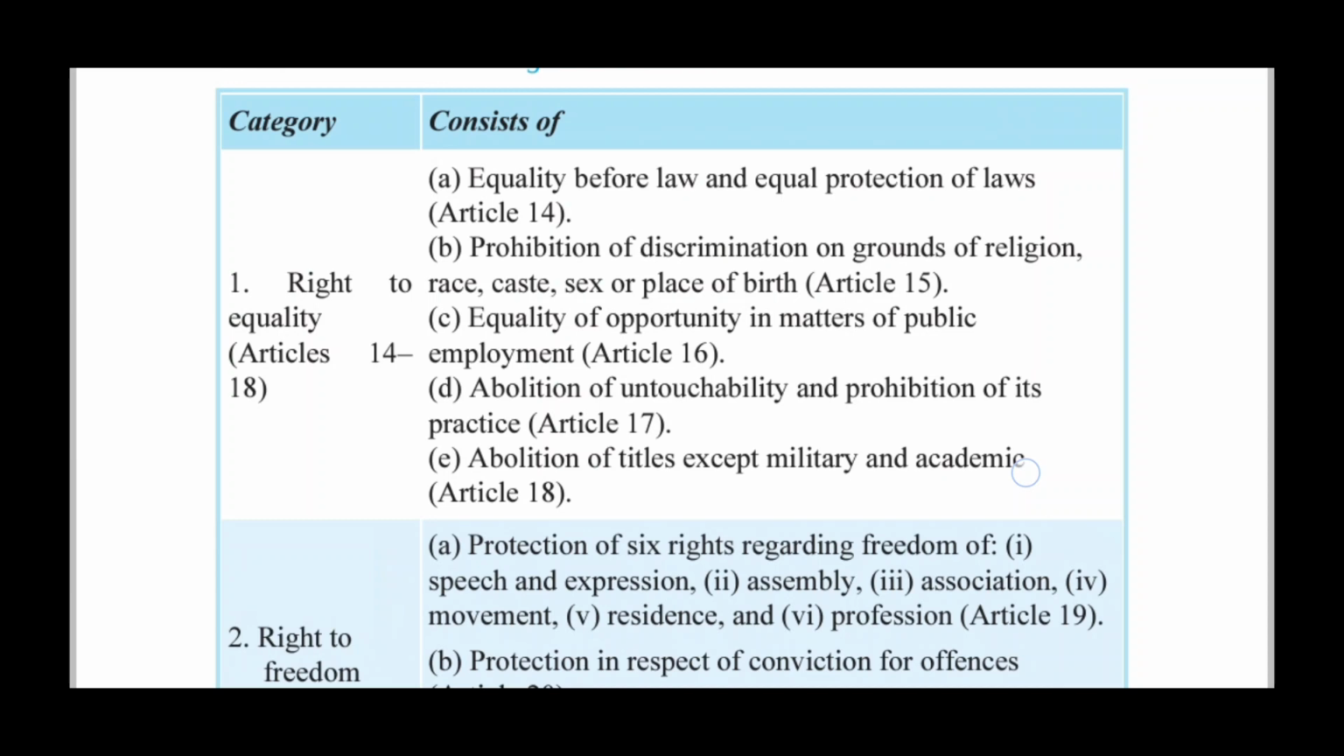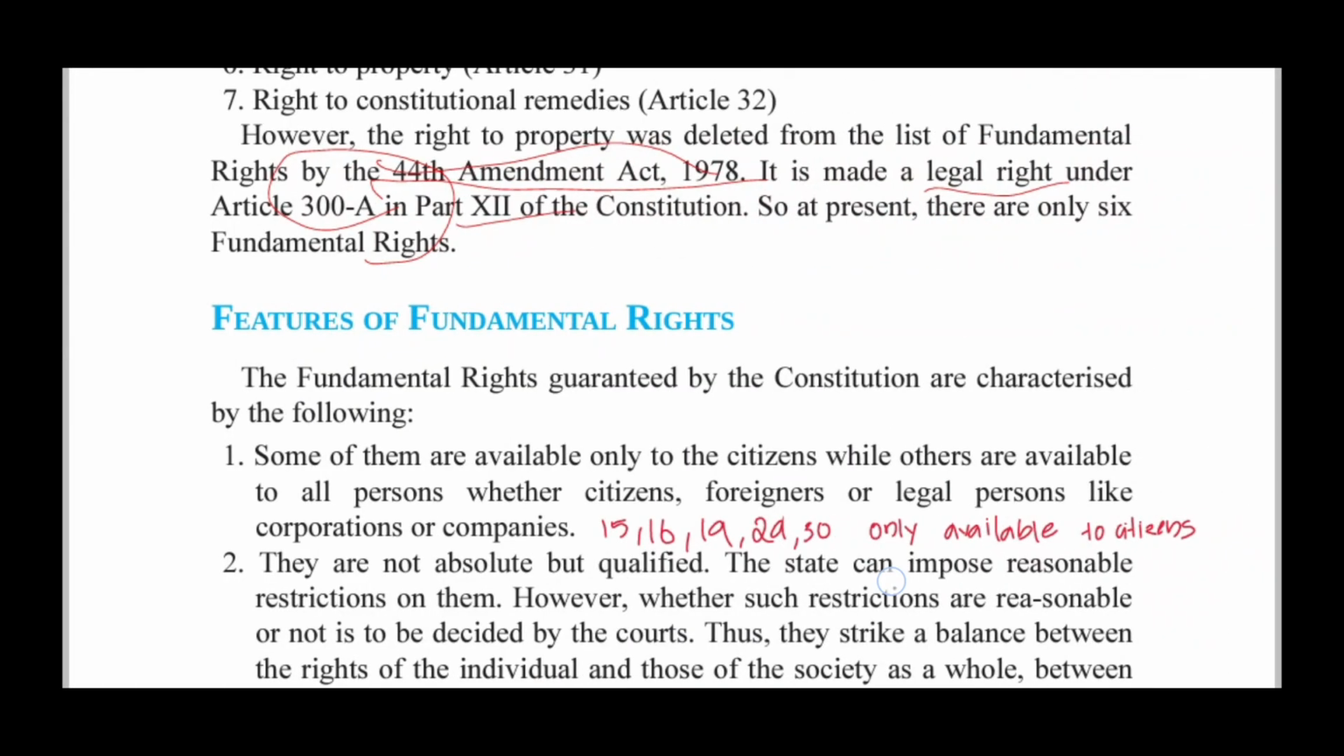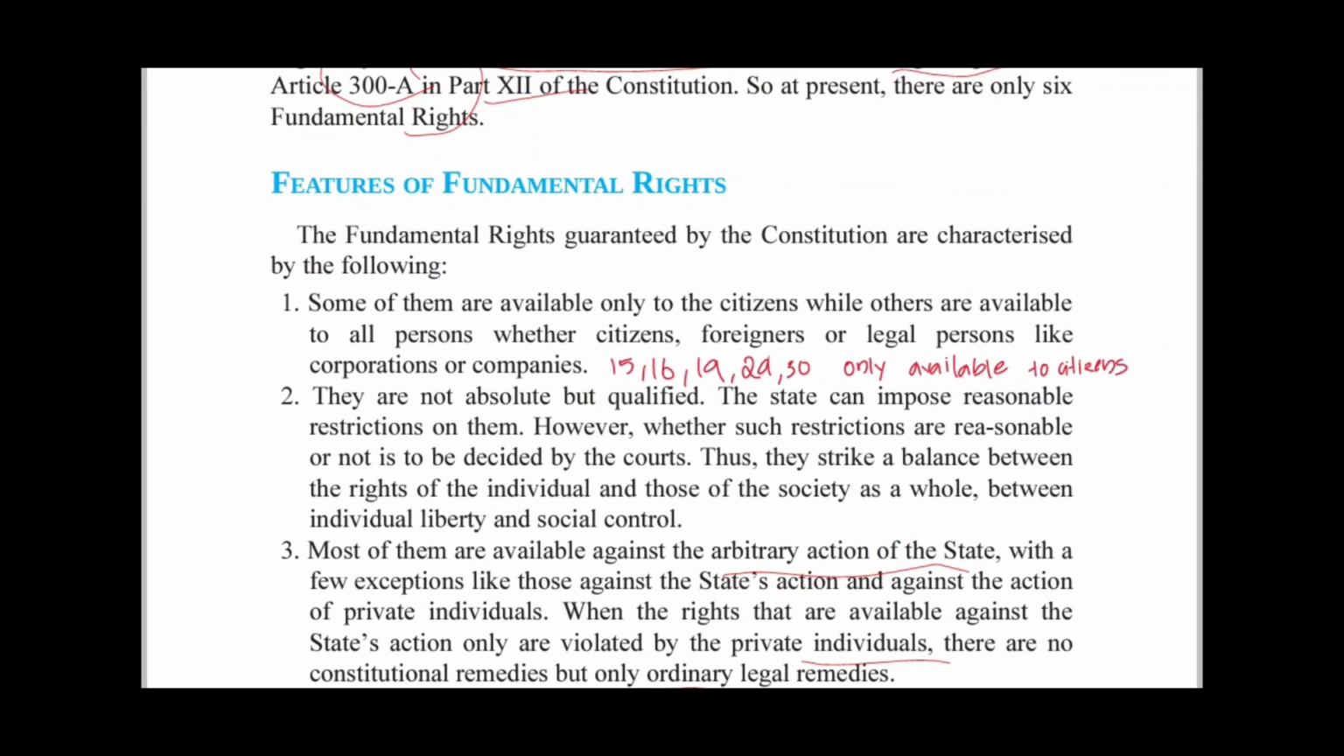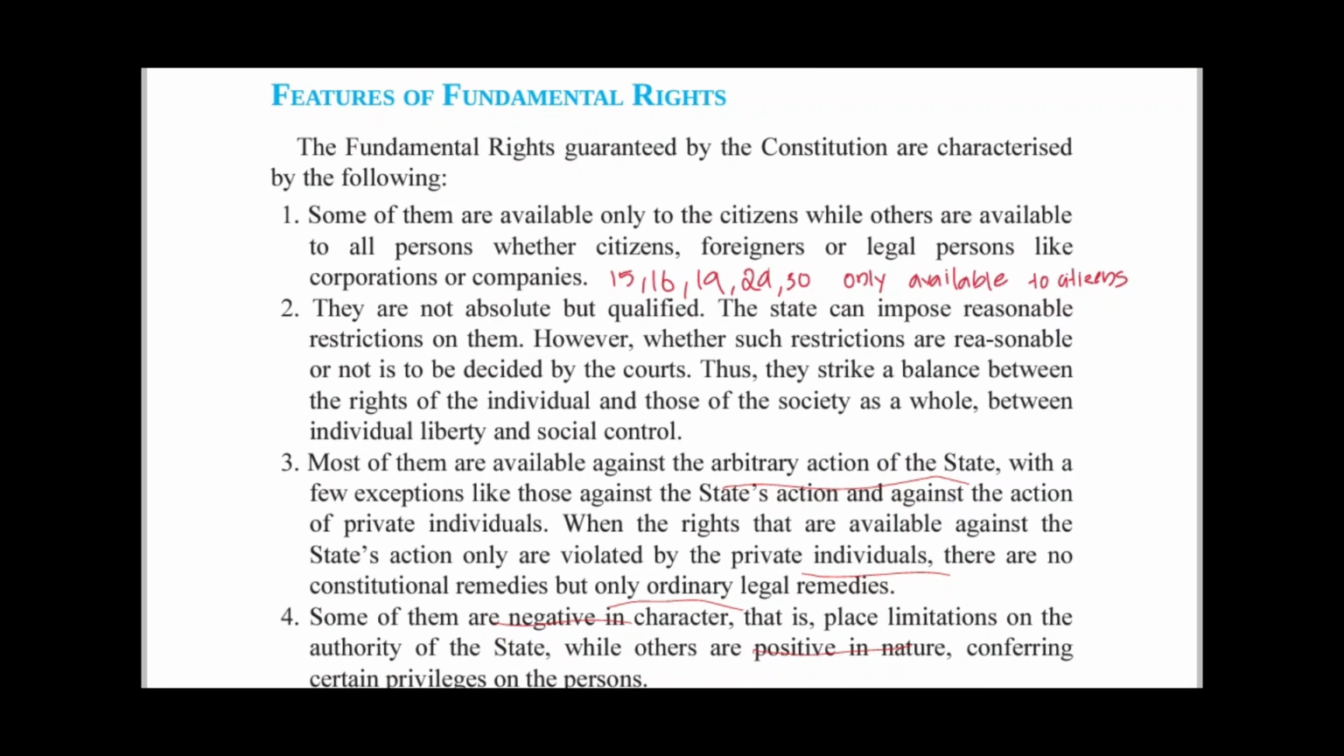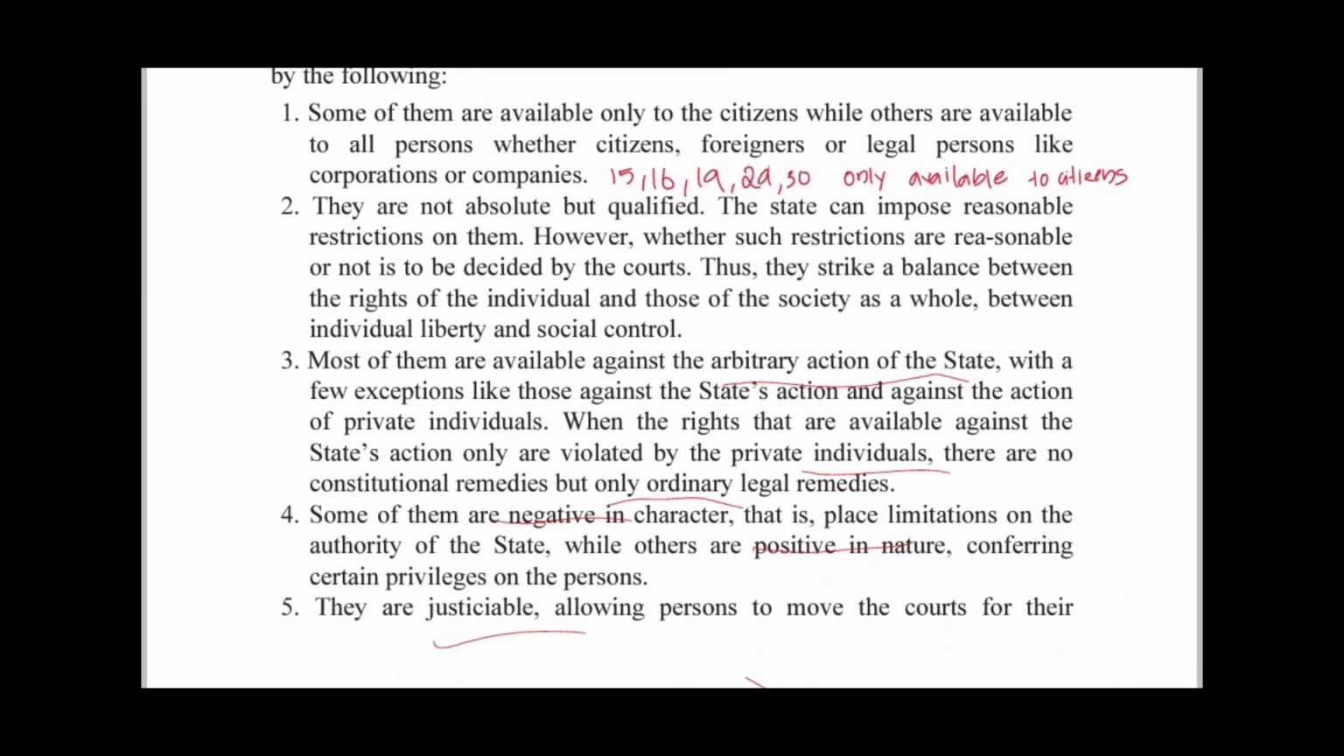So the words mentioned in the articles can be positive as well as negative. Article 15 is kind of negative whereas Article 16 is a kind of positive fundamental right. So this is what is mentioned in feature number 4 given in the Lakshmikant book. Some of the fundamental rights are negative, whereas some are positive.